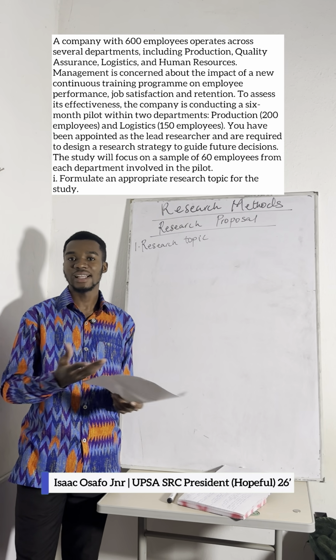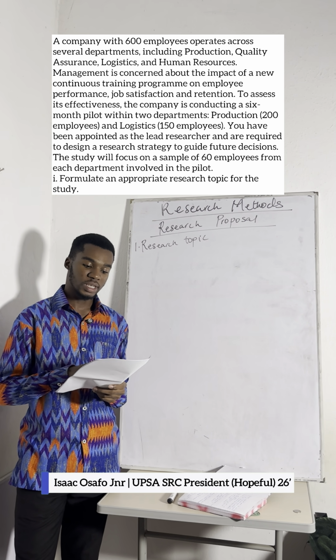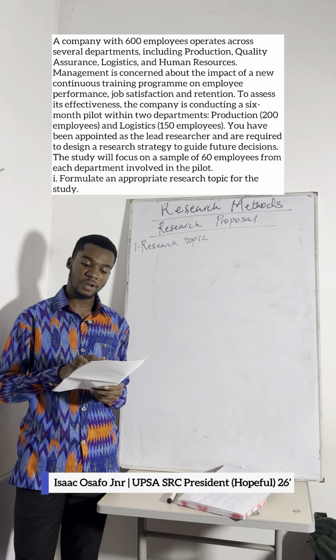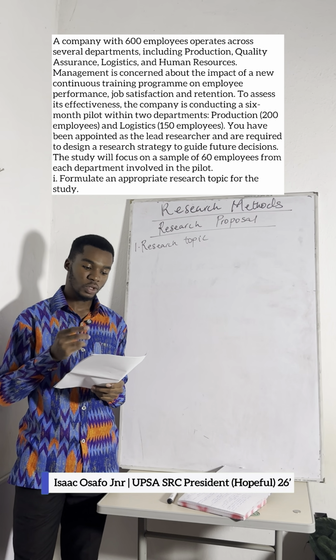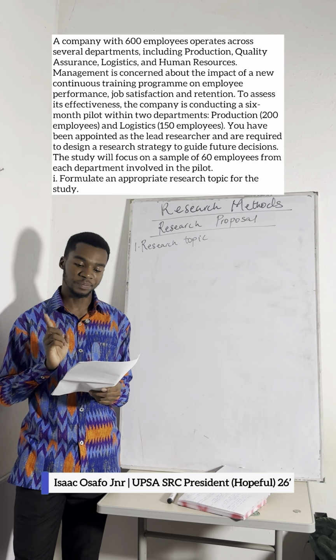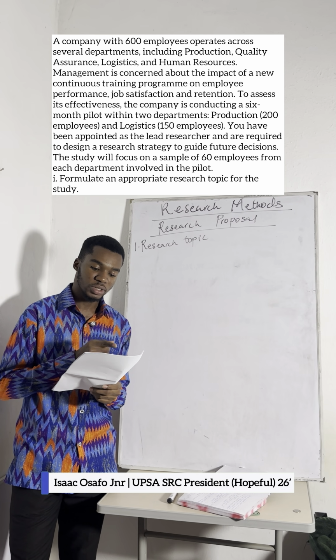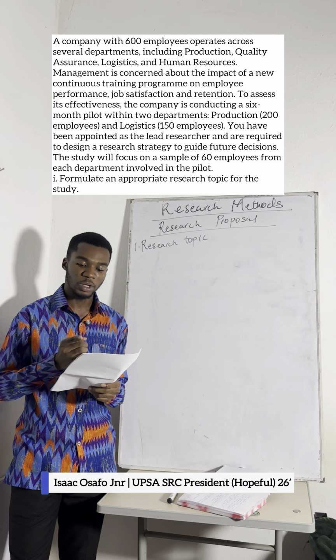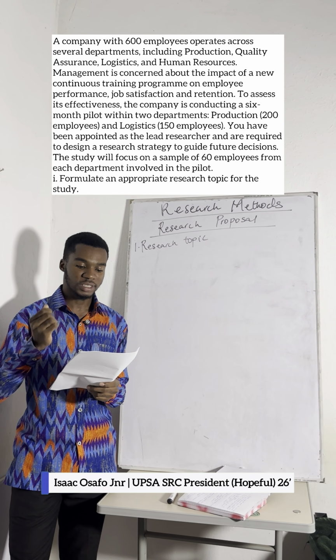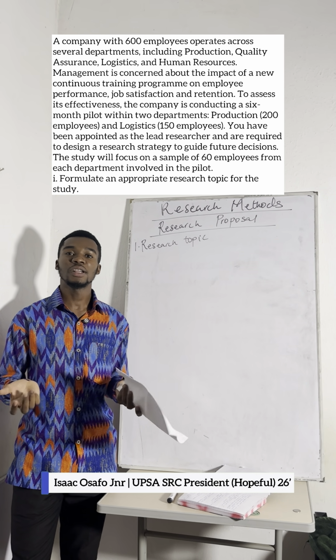So it's more like you titling whatever they've given to you. So now they said a company with 600 employees operates across several departments, including production, quality assurance, logistics, and human resources. Now, listen carefully. Management is concerned about the impact of a new continuous training program on employee performance, job satisfaction, and retention. You get it?